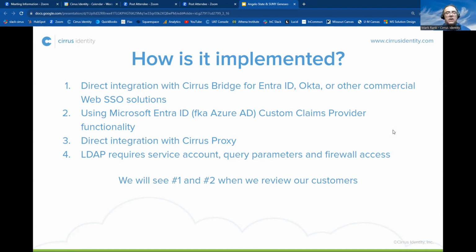And the one thing to be aware of with the LDAP provider is we do require a service account, we require query parameters, and because it is a hosted solution, the attribute authority does need to access the LDAP directory from some public internet. So there are often firewall rules that need to be adjusted. We'll explore more of number 1 and 2 as we go forward. Karen, if you want to move on.